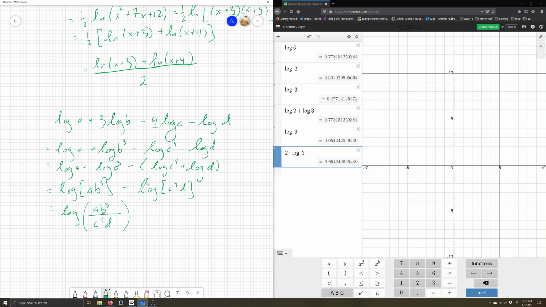And that is how we can simplify and expand logarithmic expressions. All right, so next I'm going to talk a little bit about how we can use all of this to solve logarithmic and exponential equations.